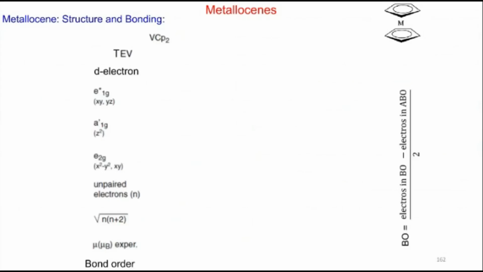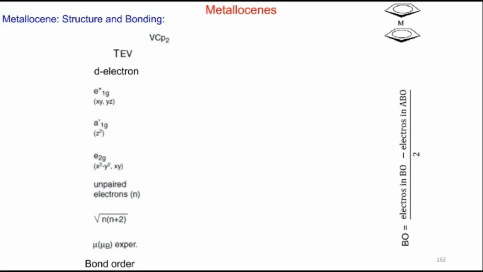So let's take an example of vanadium Cp2. What is the total valence electron count in vanadium Cp2? 15. Do you think the compound is stable? The compound. 13. With vanadium plus 2, it would be 13, sir.